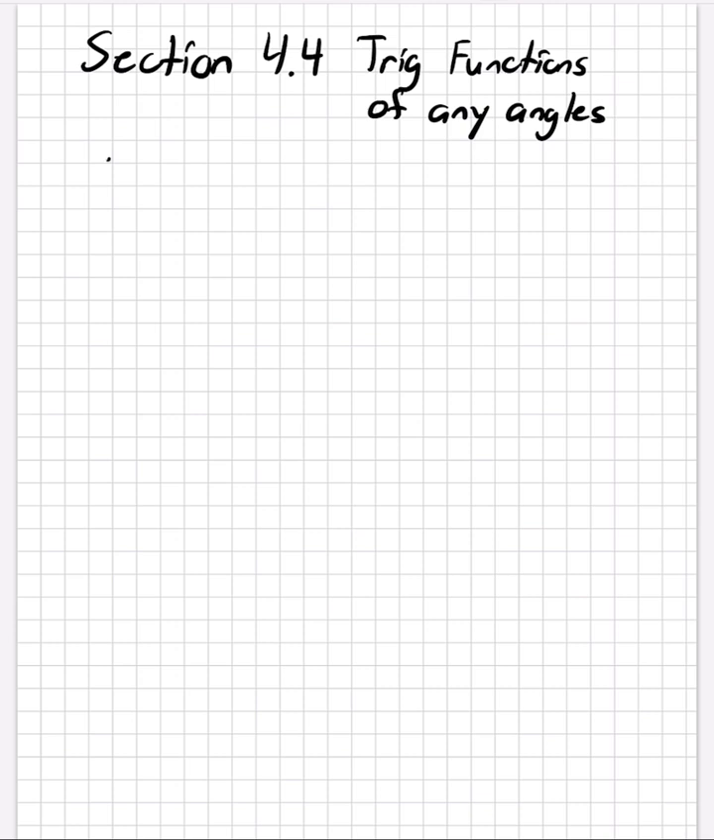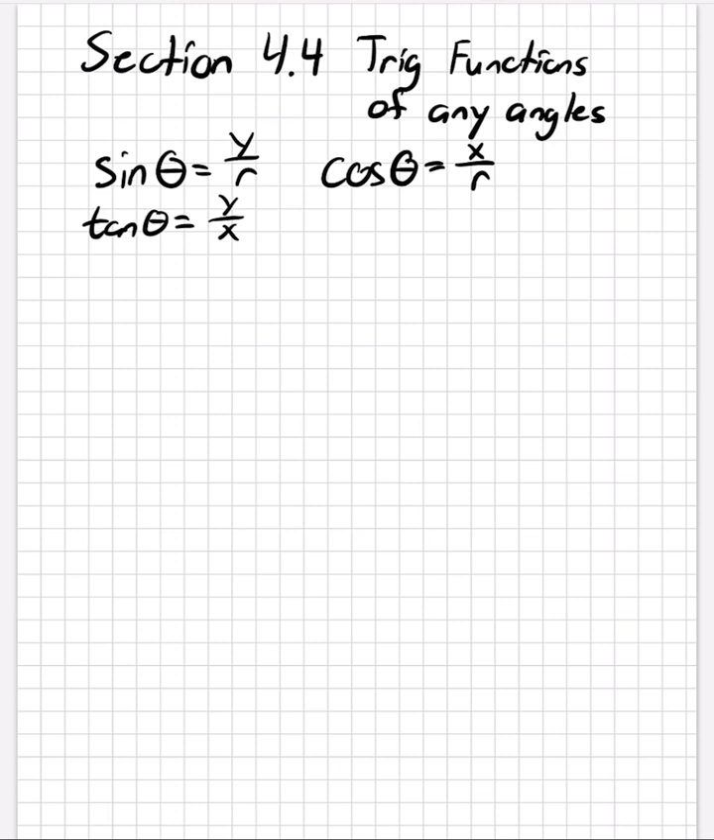So the sine of the angle is equal to y divided by r, and I'll explain what r is in just a moment. The cosine of an angle is equal to x divided by r. Tangent of an angle is equal to y divided by x. And cotangent of an angle is equal to x divided by y.